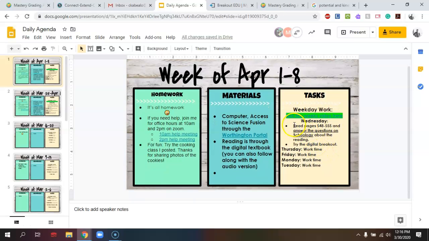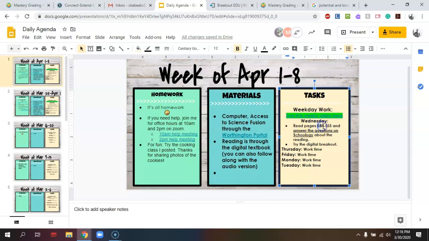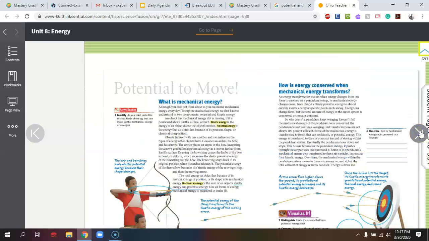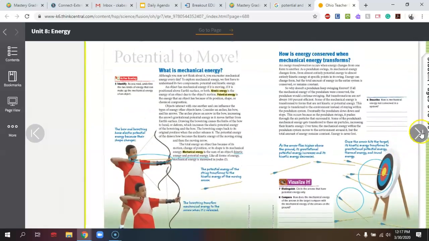So for this week, you will be reading pages 548 to 555, and you're going to be answering questions on Schoology about the reading. I assigned this to you digitally. Just like you did last week, you'll sign in to Science Fusion using the Worthington portal, and you'll read these pages. They've been assigned to you. Here they are. They look like this.